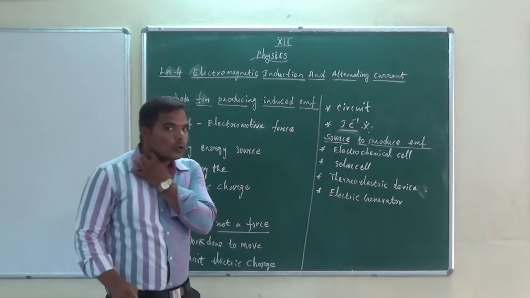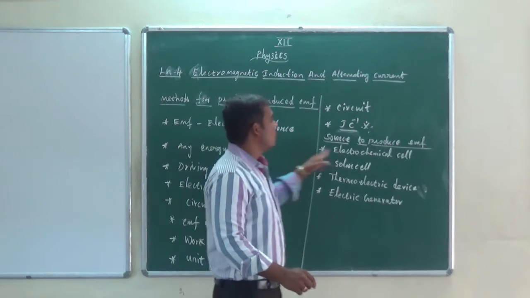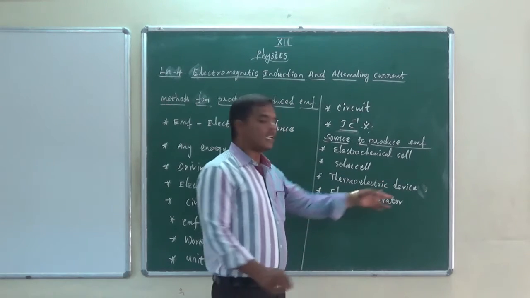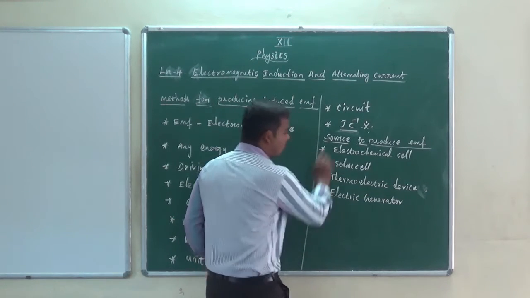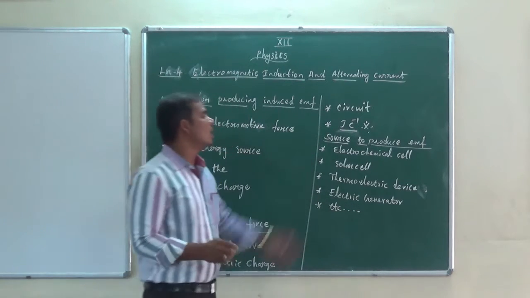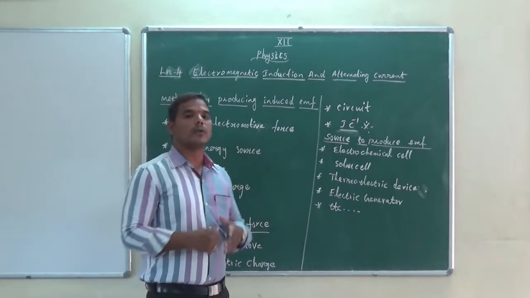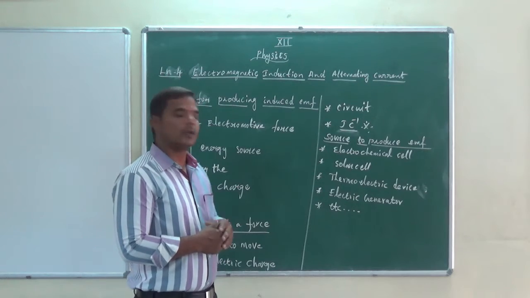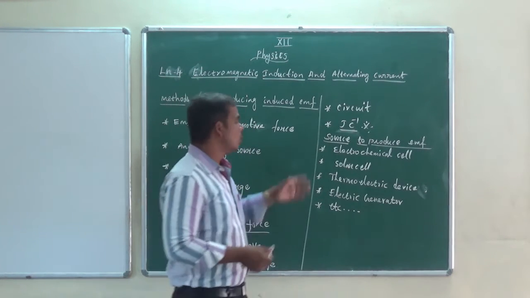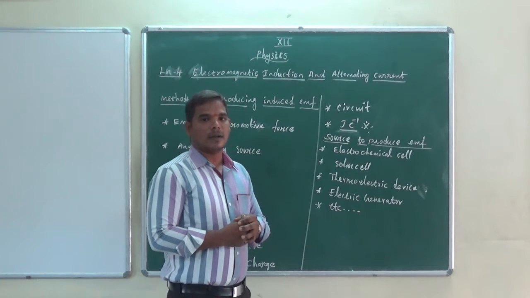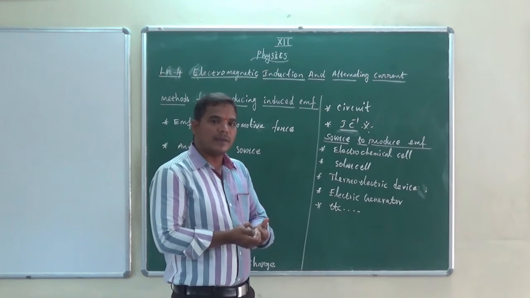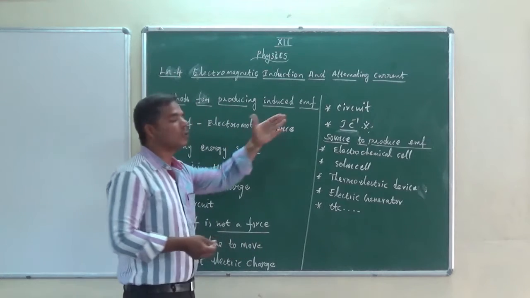Generally they ask this as a 2 mark question. So: electrochemical cell, solar cell, thermoelectric device, electric generator. There are many more examples, but our syllabus gives only these. You can refer to other textbooks for other devices, but from our exam point of view there is no need. This is enough. So today we are going to discuss the different methods of producing induced EMF.